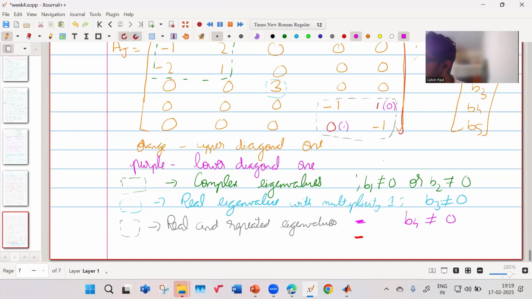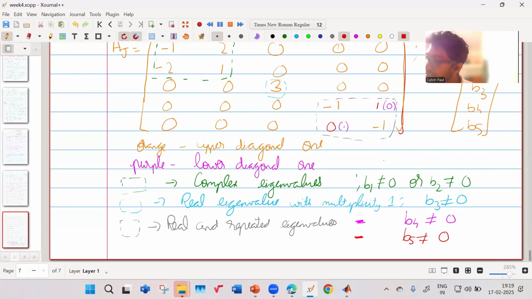And in the red case, what I need is B5 should not be equal to 0. I have written it so that you can refer to it, because I'll be uploading these notes and you guys have access to it. But now let us go in depth. Why do I mean this? This is a condition I'm just stating, but why should you believe it?